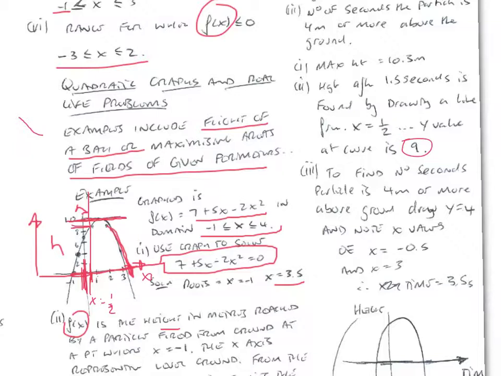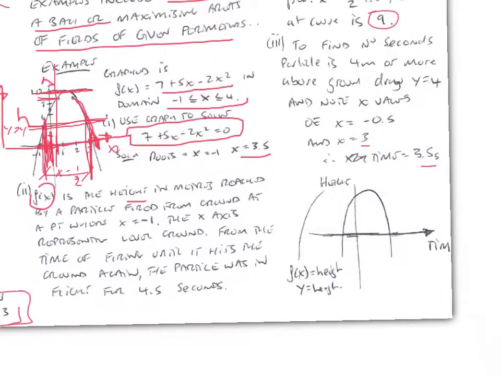And to find the number of seconds the particle is 4 meters or more above the ground, we draw y equals 4, and we note the x values where we're going from minus 0.5 here to 3. And minus 0.5 to 3 is 3.5 seconds. So just to remind you of the story there, that graph really is height for y, time on the x-axis. f of x equals height, y equals height.